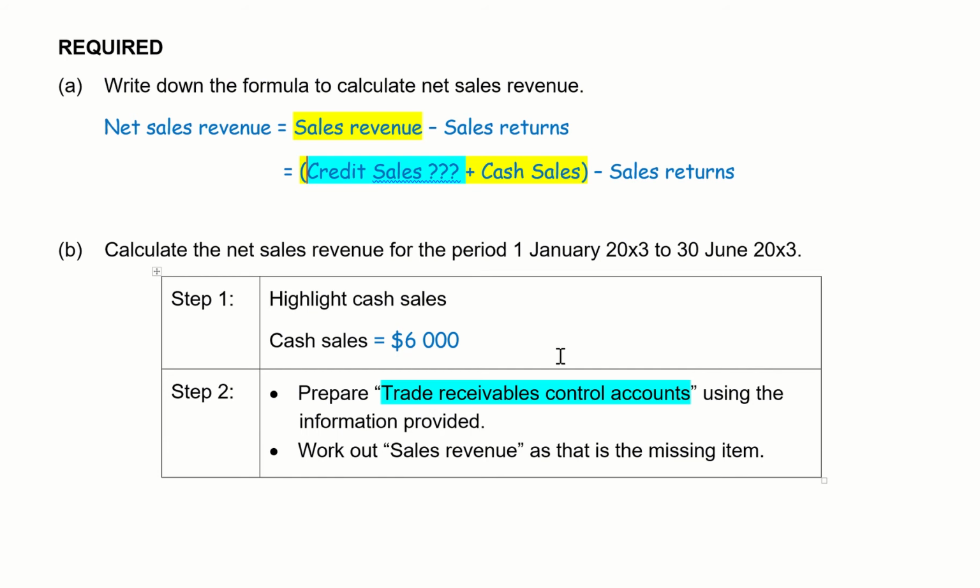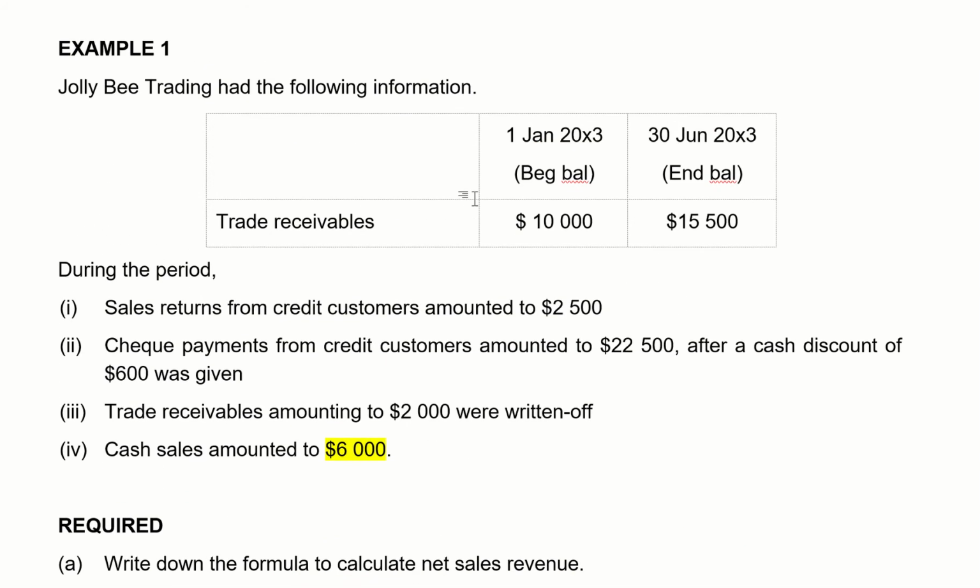So that is the reason why you are preparing the trade receivables control account, because you need to use the trade receivables control account to work the sales revenue out. You have to work out the value of sales revenue, because that is the missing item, the item that is not shown at all in your question. Don't believe? Read through one more time. You have opening balances, closing balances, you have sales returns, you have check payments from credit customers after a cash discount, you have trade receivables that were written off, you have cash sales, but you have no credit sales.